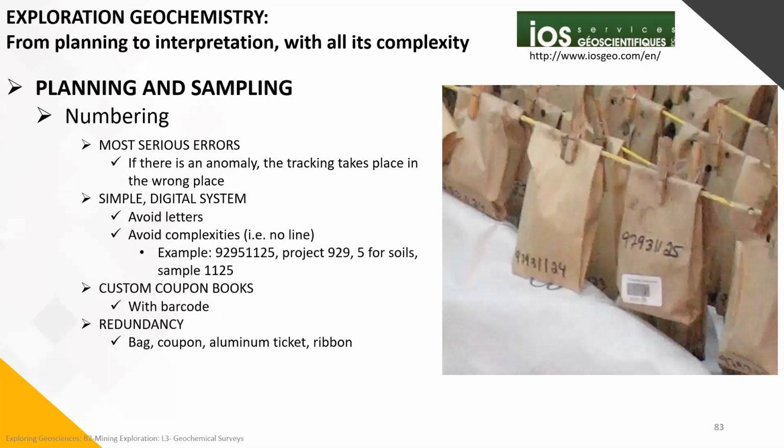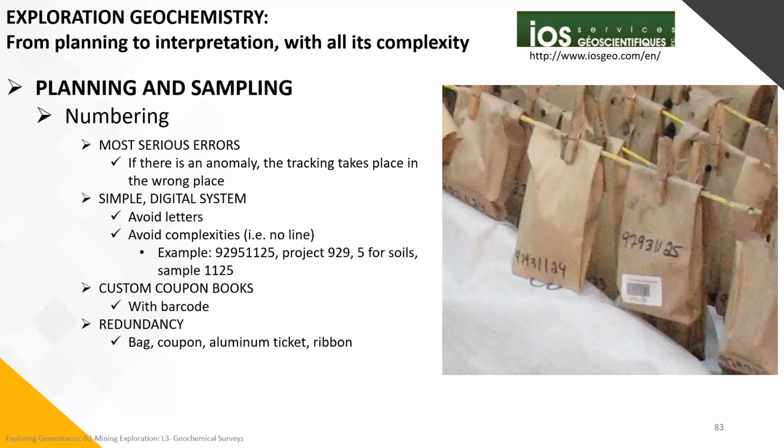If we start with the numbering, a lot of errors come up with numbering our samples. As simple as that. The most serious error is if there is an anomaly and the tracking takes place in the wrong place. Right away, the numbering can lead us to the biggest anomaly from the lab. If we cannot go back and localize it well on the field, we are completely lost.